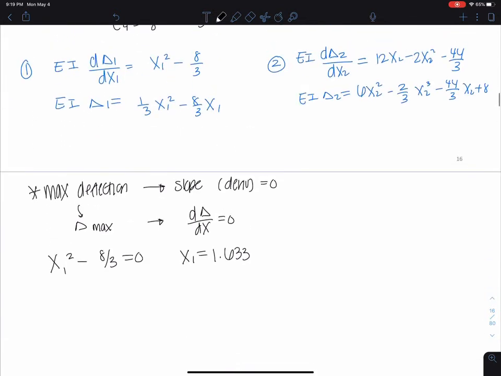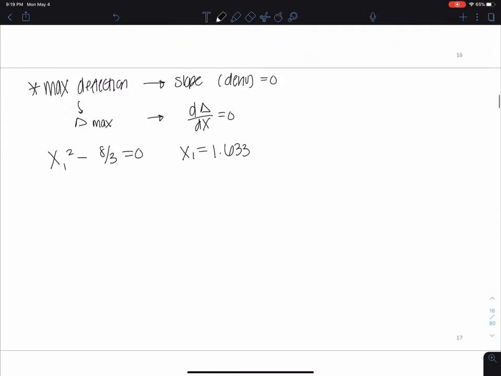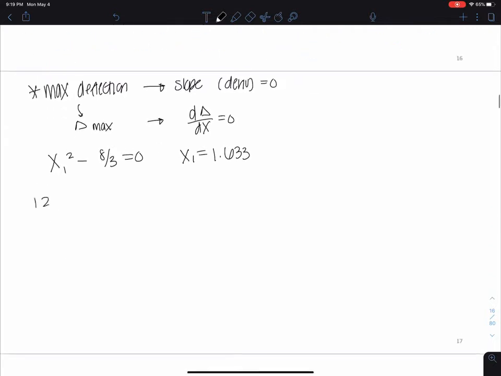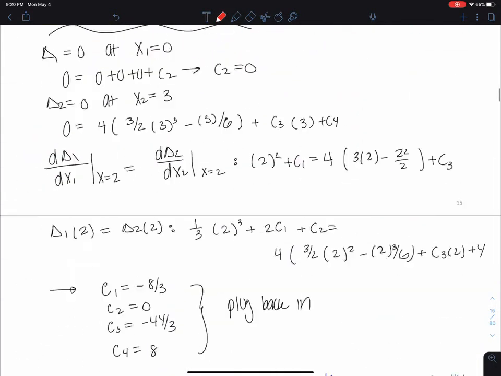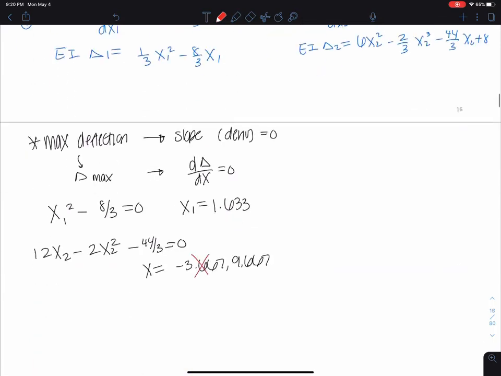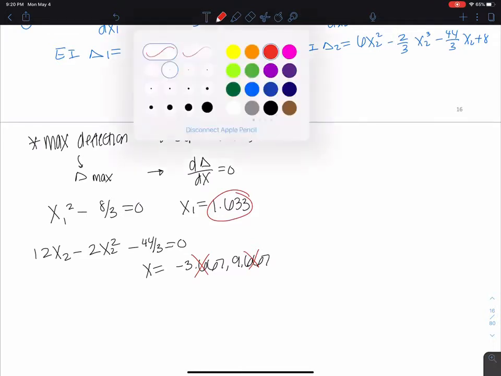Now I have my other delta equation, and I'm going to do it with both of them so I can figure out the right answer. So 12x2 minus 2x2 squared minus 44 over 3 equals 0. If I use the quadratic equation here, I get x equals negative 3.667 and 9.667. Neither of these numbers works. Take out the negative. The other one doesn't work on our beam because it's longer than the beam in meters. So I'm going to pick the one that works here. If you have multiple that work, you can plug them in and solve for your max deflection.